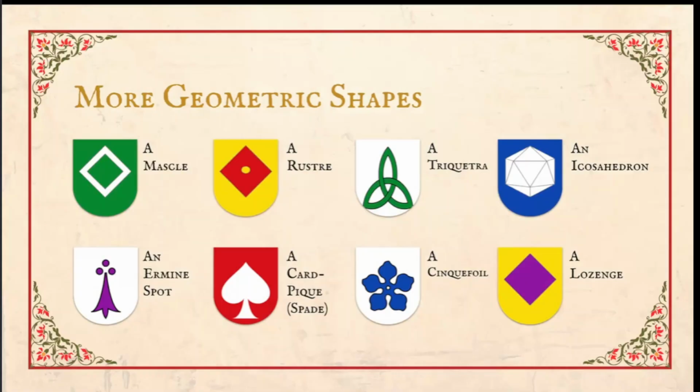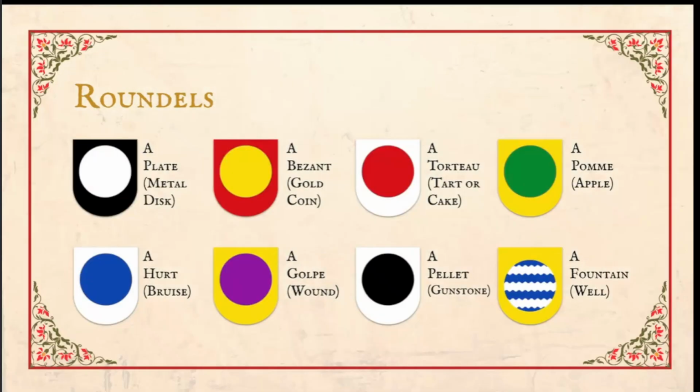The triquetra, the D20, an icosahedron, is a piece of medieval heraldry. It does date to like the 1500s, because people have been rolling d20s for centuries. So if you want a d20 on your arms, go for it. The ermine spots, all of the playing card symbols are certainly there. Cinquefoils, lozenges, lots and lots and lots of geometric shapes.